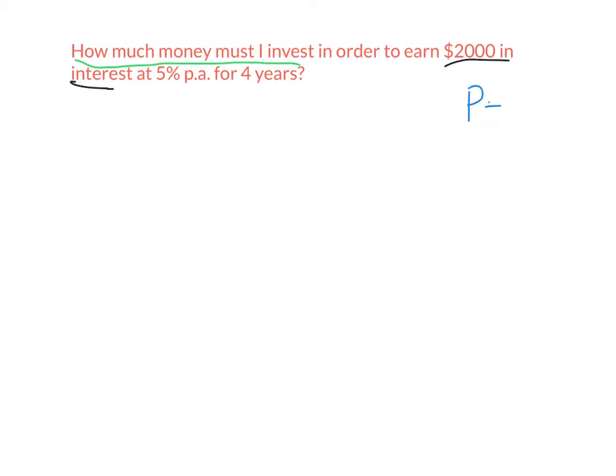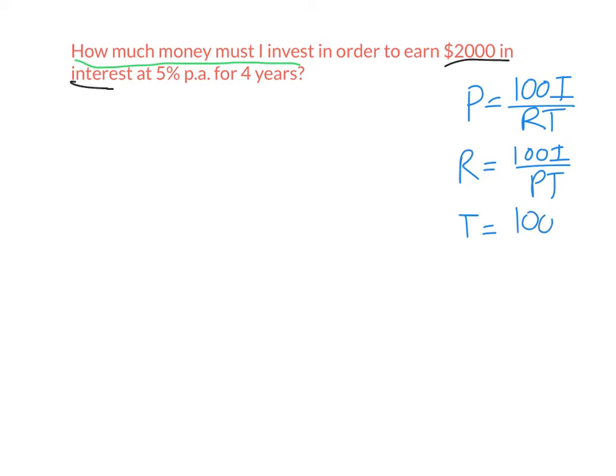So P is 100I divided by RT. I get that just by rearranging the simple interest formula. Of course, I could make R the subject and I get 100I over PT. I could make T the subject and I get 100I over PR. So basically, if I'm finding P, R or T, it's 100I divided by the other 2 variables.